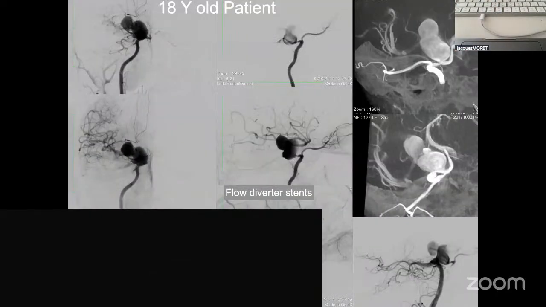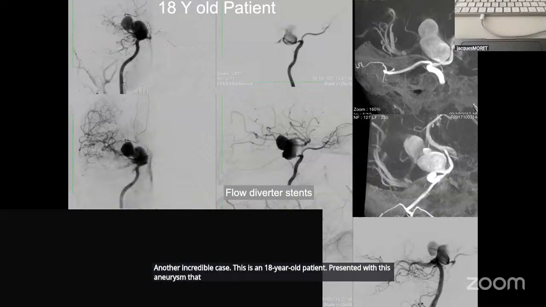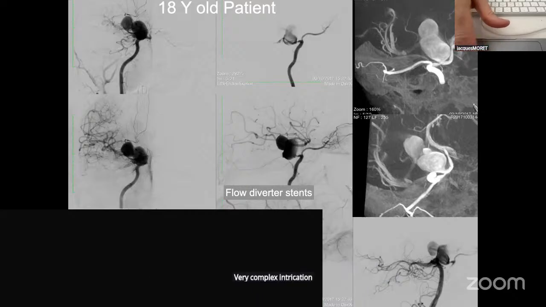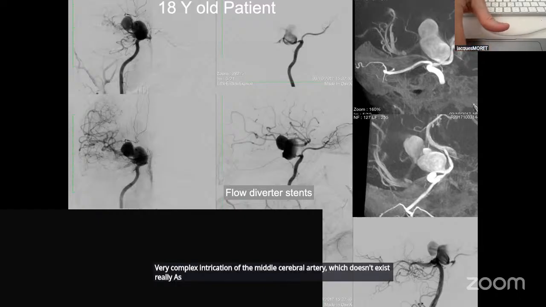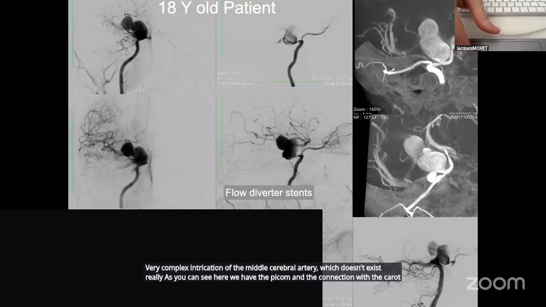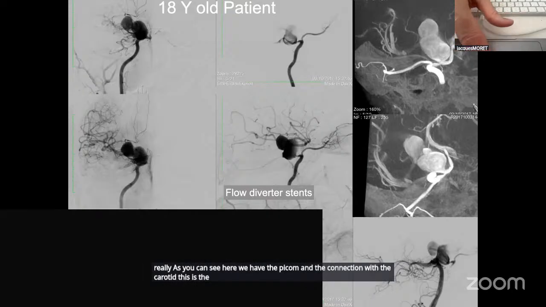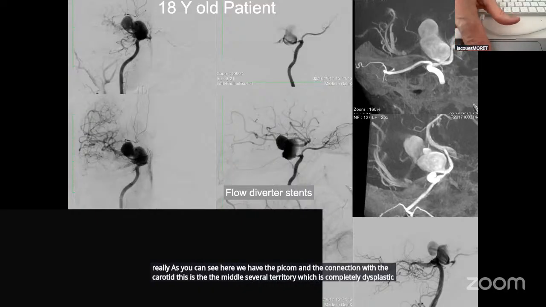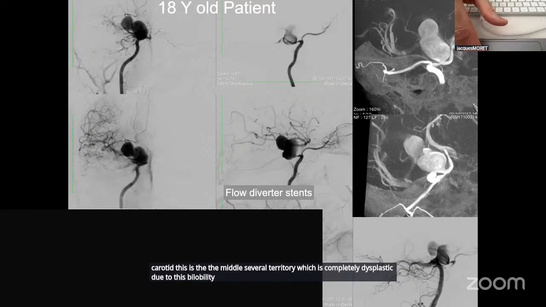Another incredible case, this is an 18-year-old patient who presented with this aneurysm that was diagnosed because of mass effect and headache. Very complex intrication of the middle cerebral artery, which doesn't exist really. As you can see, here we have the PCOM and the connection with the carotid. This is the middle cerebral territory, which is completely dysplastic due to this bilobulated, huge dilated aneurysm.